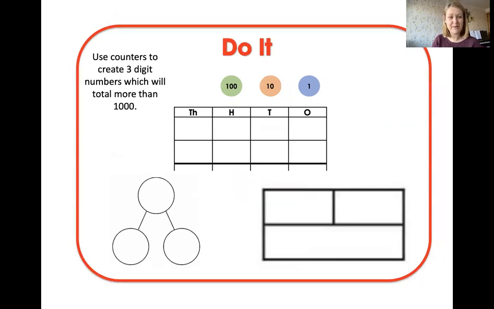So for your do it, remember, you're creating 3-digit numbers, which will total more than 1,000. Now, remember, you have a go, see what you can do, your jottings down. It's going to really help you to do that pictorially. Use anything that you've got around the house to actually help you experiment with those. And when you've done your do it, I want you to have a go at your secure it. So pause the video, do it, then come back to me.